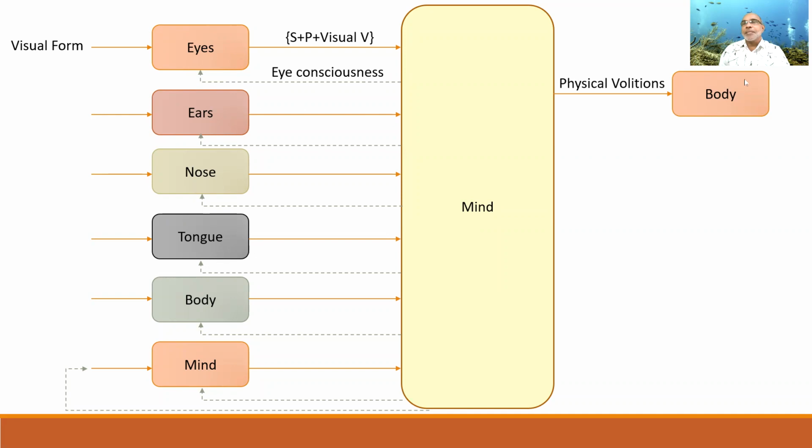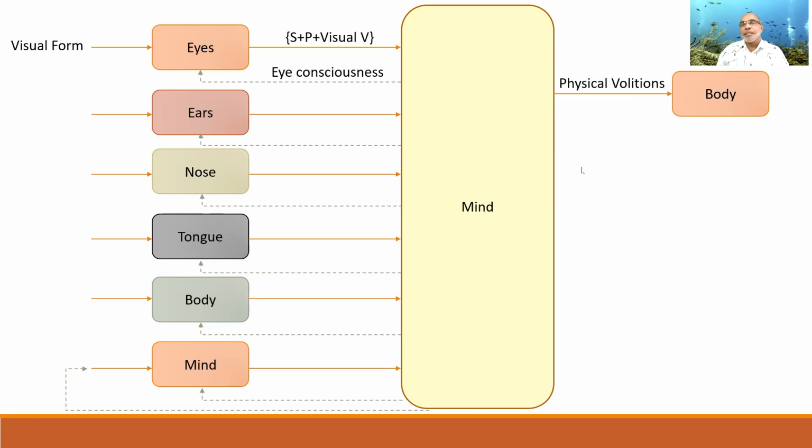So various muscles are there in the body. There are a lot of physical volitions happening as outputs, and the body will respond by taking action. Even breathing is a physical volition generated by the mind. Volitions are not physical, they are mental. Their action will be physical here.